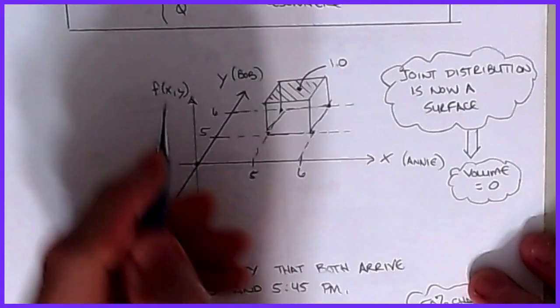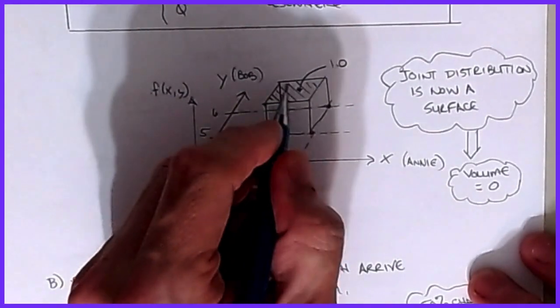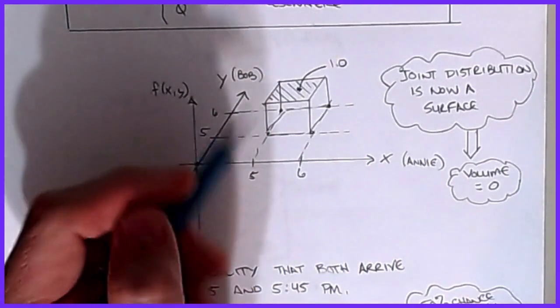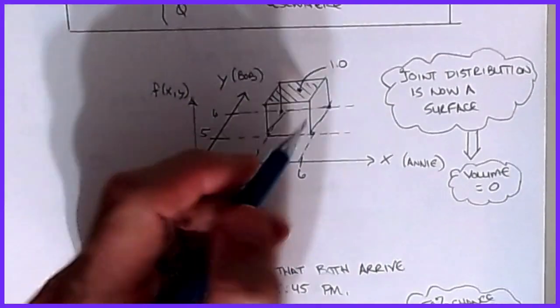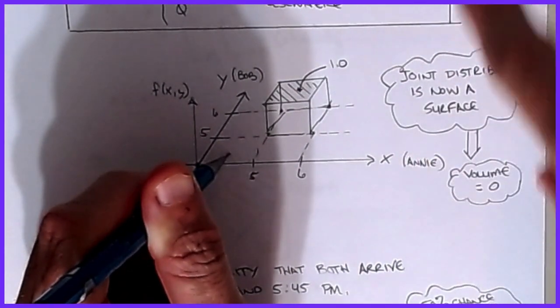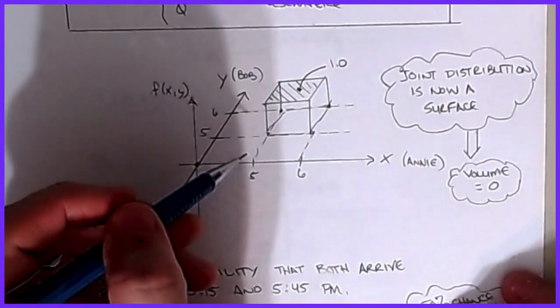I plot x and y versus the joint probability distribution on this thing, then you can see that the shaded region would be everywhere in which they would meet up. And then anything outside of the shaded region, if somebody arrived at 4:30 and the other one arrived between 5 and 6, they would never see each other. So that's kind of the nature of what we have happening here.